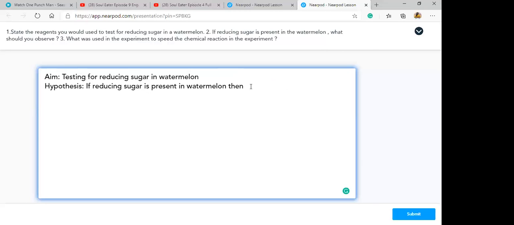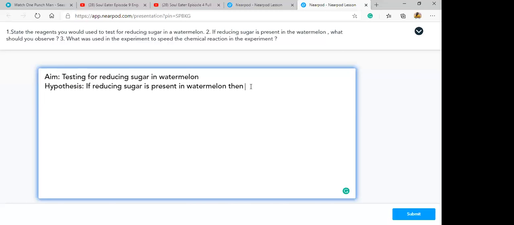So what would you expect to observe based on what you watched on the video? I'm not sure, but I'm thinking the watermelon will probably change color. No, it's not the watermelon that will change the color, but what will actually change the color? The glucose. No. What would change color?